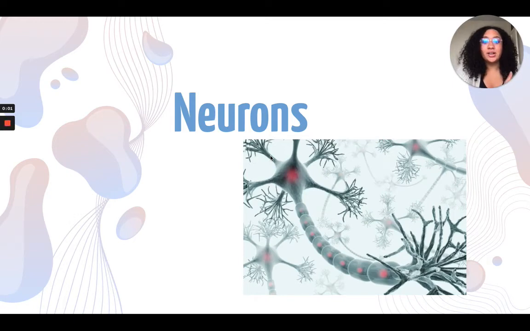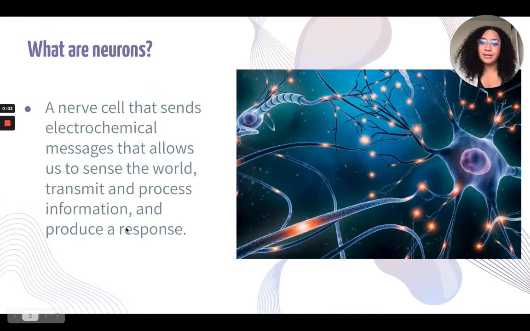Let's get started on neurons. Let's just dive right into it. So what are neurons? They are nerve cells that send electrochemical messages. They allow us to sense the world, so everything that we feel and touch and see. They allow us to transmit and process information and produce a response. So basically, everything that we really do requires a neuron.